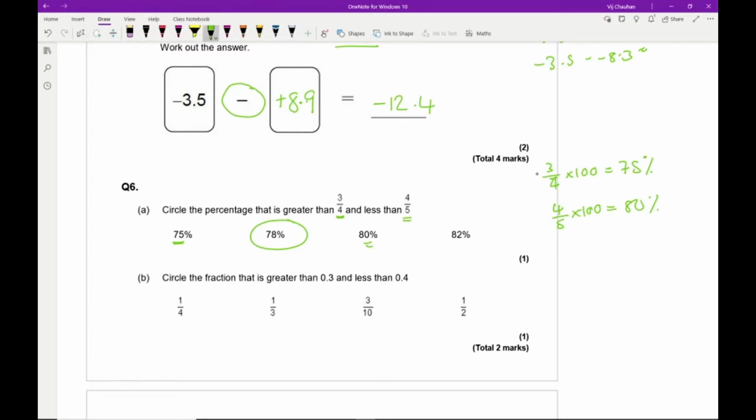Now again, to convert fractions into decimals, all you've got to do is divide the numerator by the denominator, or just enter the fraction and press the S-D button if you've got a Casio calculator. This one should be 0.25, this one is 0.33 recurring, this is 0.3, and this is 0.5. So again I'm going for the one that is between 0.3 and 0.4, and that's going to be 1/3.